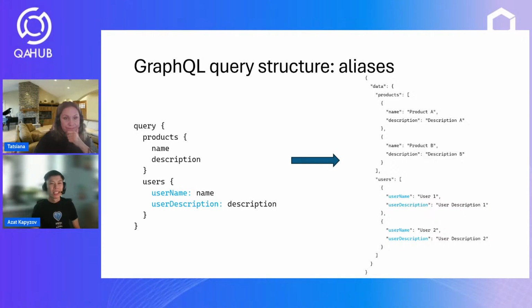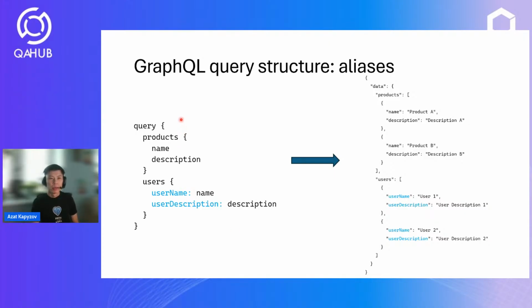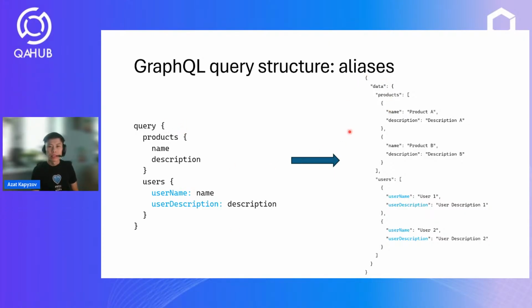Okay. So when we are running this query, we will get something like this. In the response, for products, the fields will be name and description, and for users, the fields will be username and user description for each user. So we will not have any conflicts in field names.